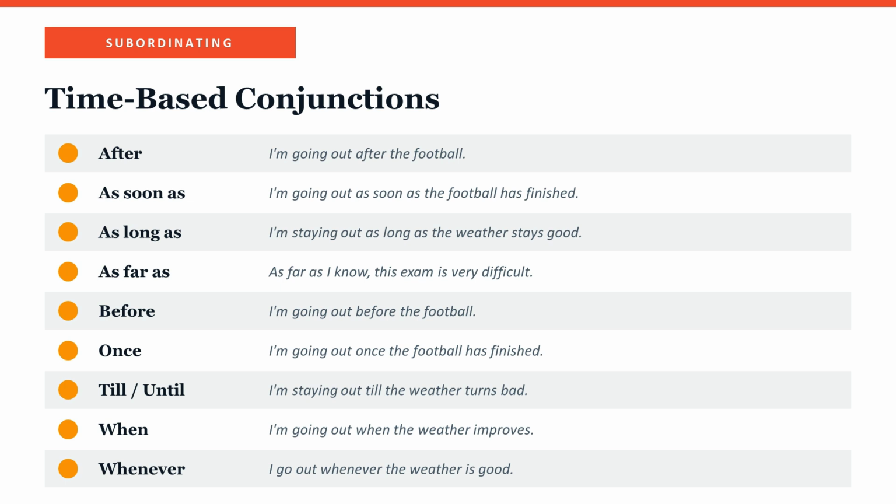Before means prior to an event. I am going out before the football. Once means after something happens for the first time. I am going out once the football has finished. Till and until both mean up to the point when. I am staying out till the weather turns bad. When refers to a specific time. I am going out when the weather improves. And whenever means every time. I go out whenever the weather is good.